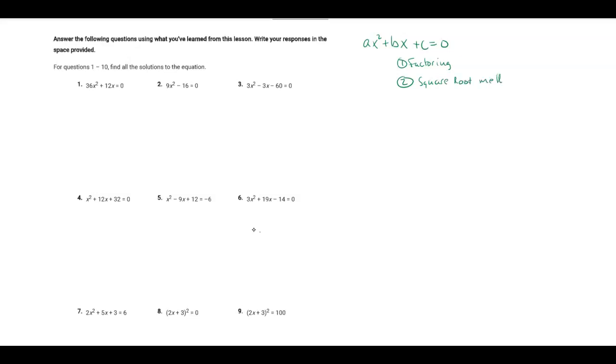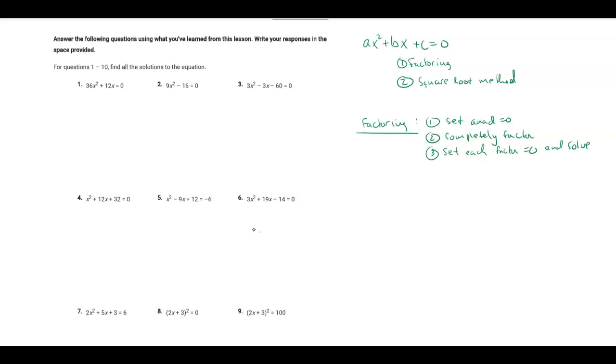Okay, so let's talk about the factoring method, right? Anytime we do the factoring method, first thing we have to do is set it equal to 0. So we're going to set the quadratic equal to 0. Then you're going to completely factor the quadratic. And then what we do from here is we set each factor equal to 0 and solve. Okay, let's take a look at a couple of examples here.